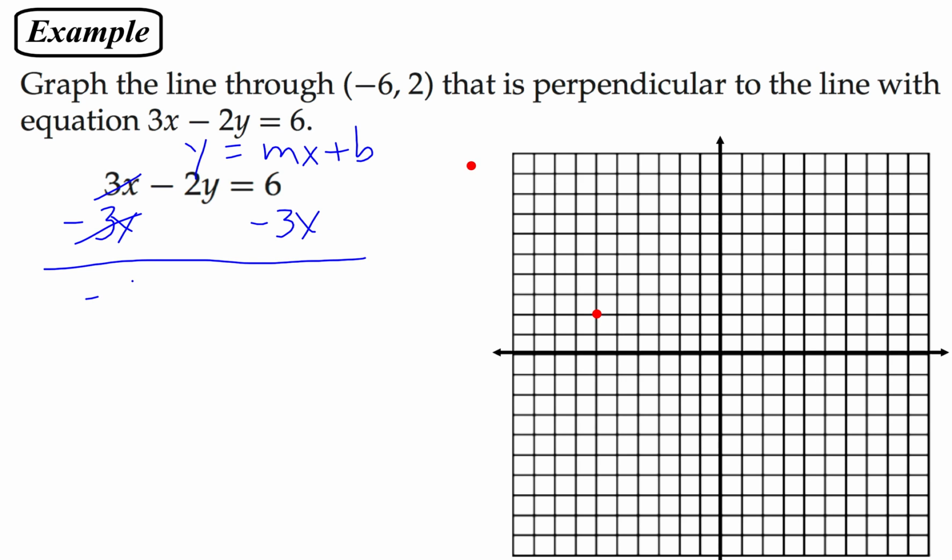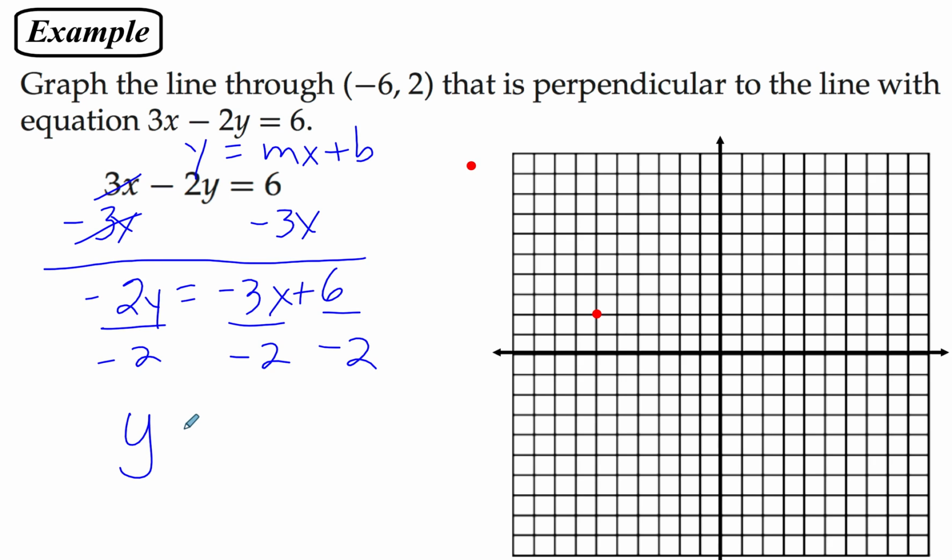I have a negative 2y is equal to a negative 3x plus 6, and then dividing every term by a negative 2. So watch your signs in here when you're doing your division. This gives me y equals, now negative 3 over negative 2 is a positive, so I have 3 over 2 times x, and a positive over a negative is a negative, and 6 divided by 2 is 3.